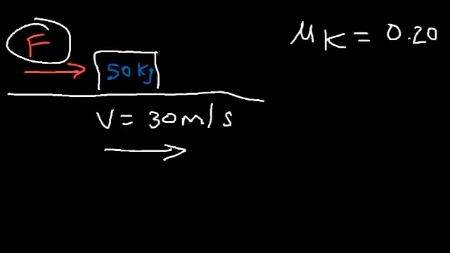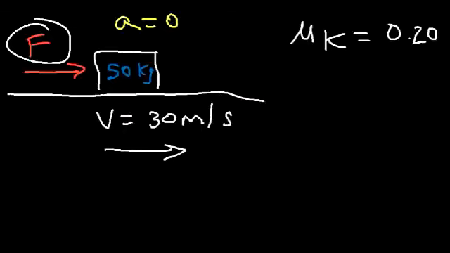Feel free to pause the video and work out this example. So remember, the object is moving at constant speed, you're applying a force, and we have kinetic friction. What is the applied force? In this example, whenever an object is moving at constant speed, the acceleration is 0.